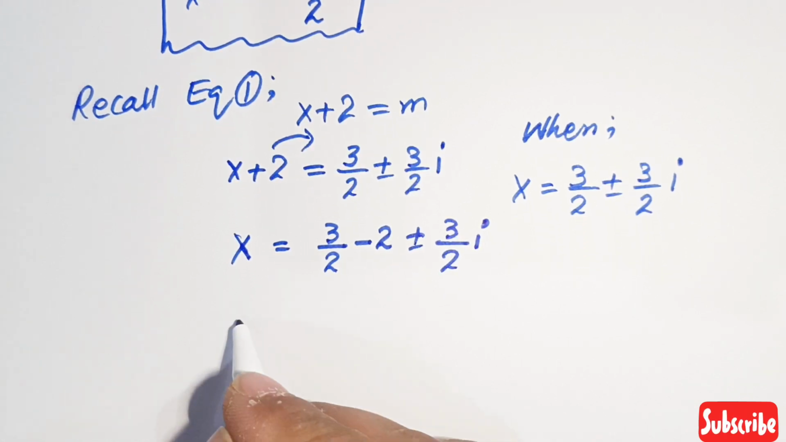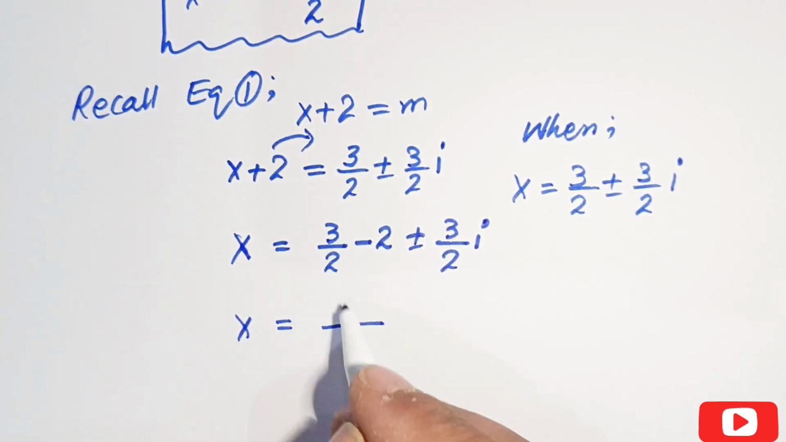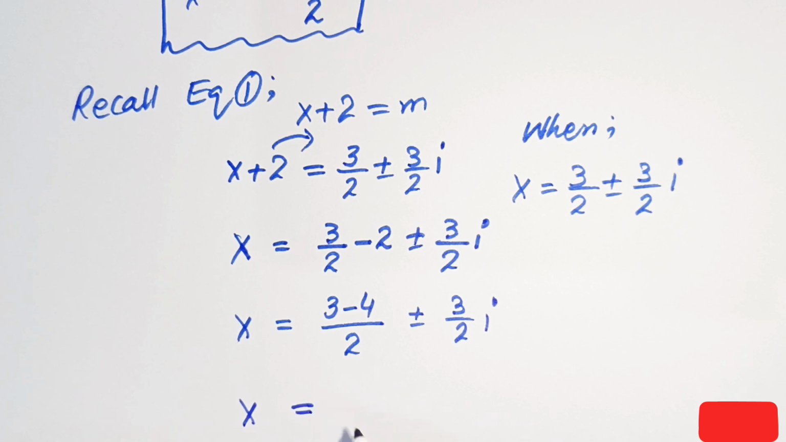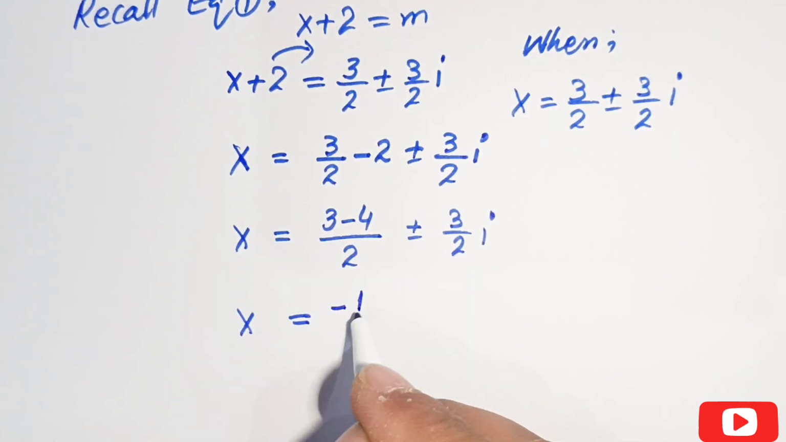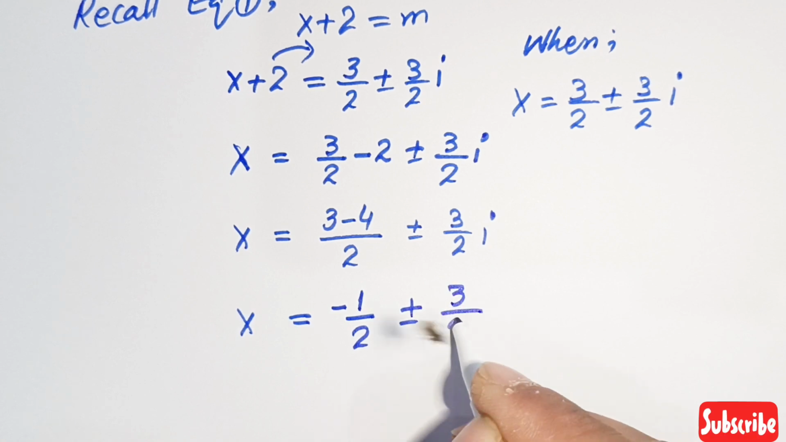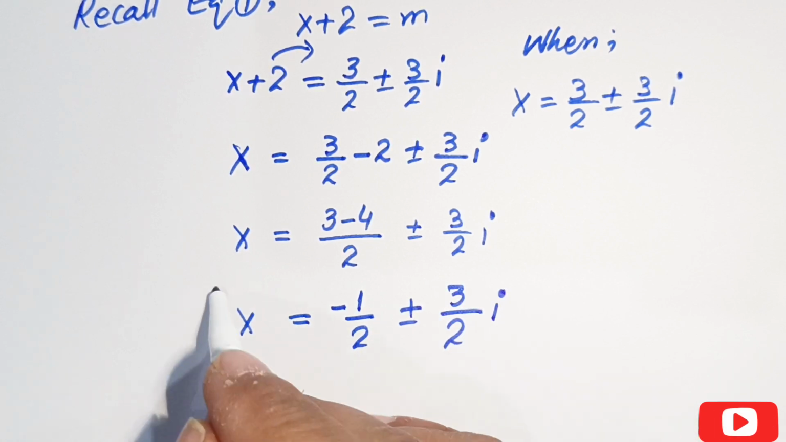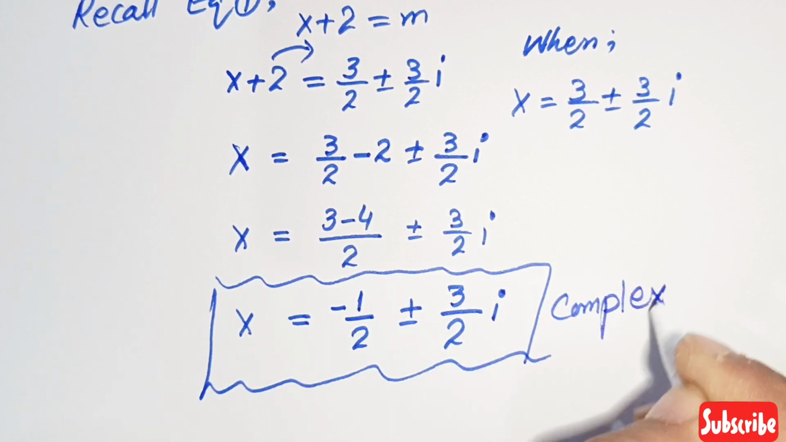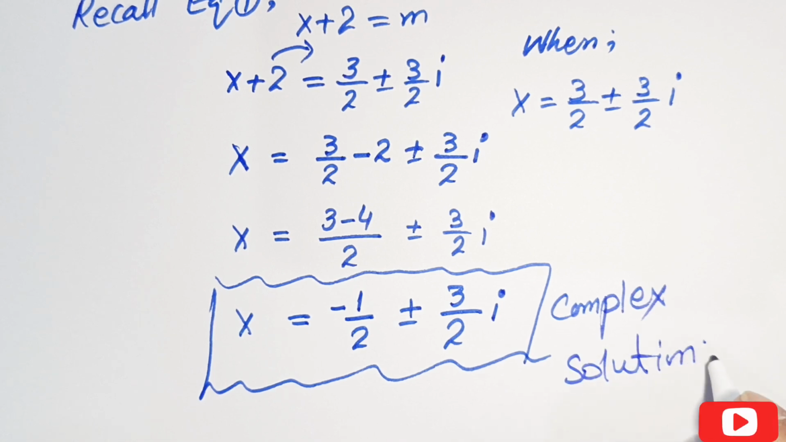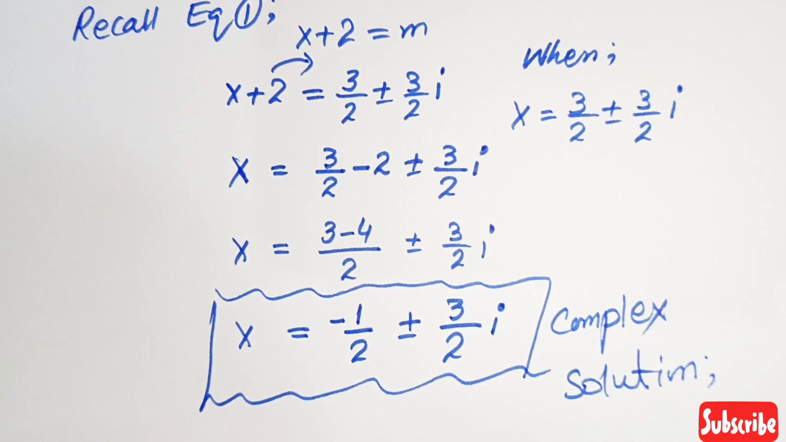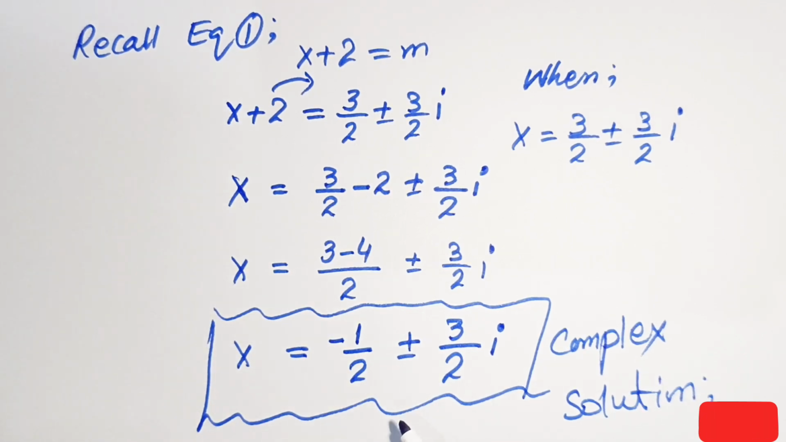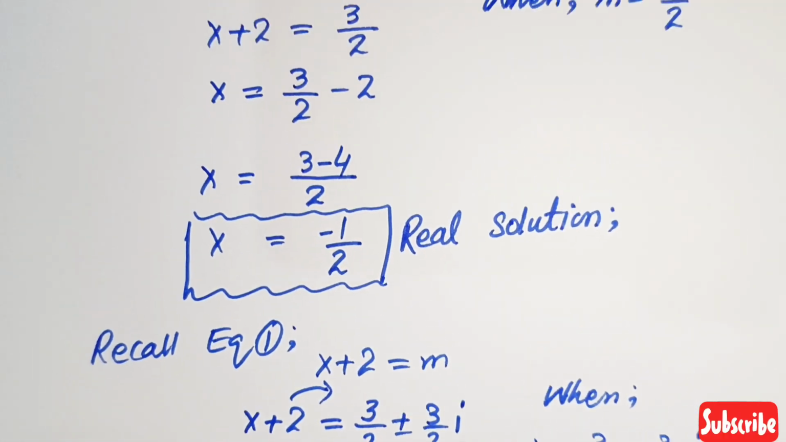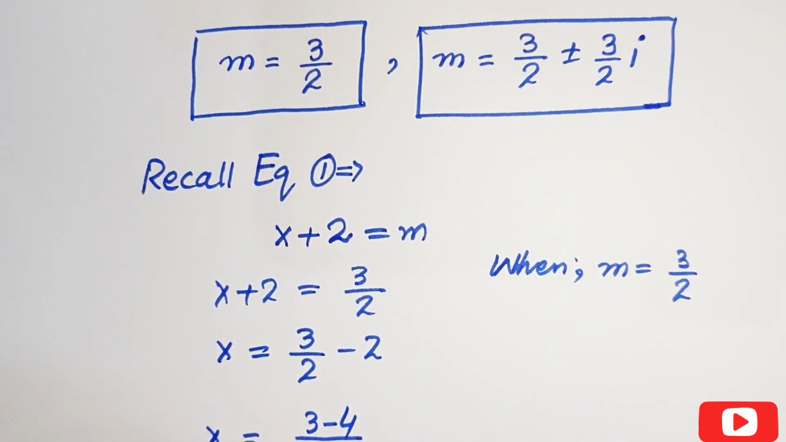Now x is equal to, 2 is the LCM, and here we write 3 minus 4 over 2 plus minus 3 over 2 i. So finally we get 3 minus 4 is equal to minus 1, so minus 1 over 2 plus minus 3 over 2 i. So it is our final value of x, that is a complex solution. So here we have three values of x. Here is our answer: two values of x are complex, and one is a real value of x. So now we can check our entire solution step by step.